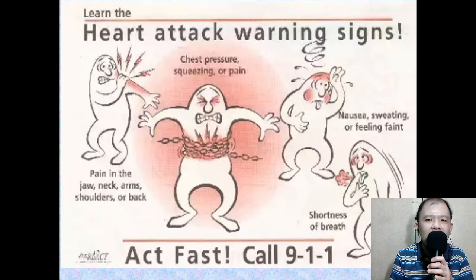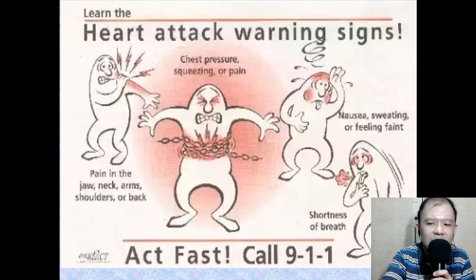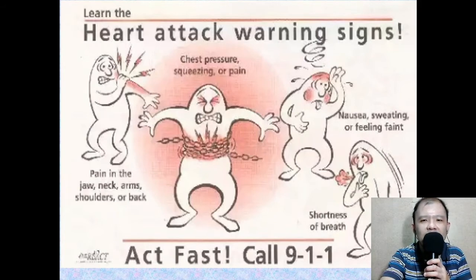What's the timing? It is sudden in onset and it is unrelieved by any medication, and the pain persists for more than 30 minutes. And these are the warning signs. If you see a patient who has chest pain and who is cold and clammy, do not forget to bring the patient immediately to the hospital, to the ER.